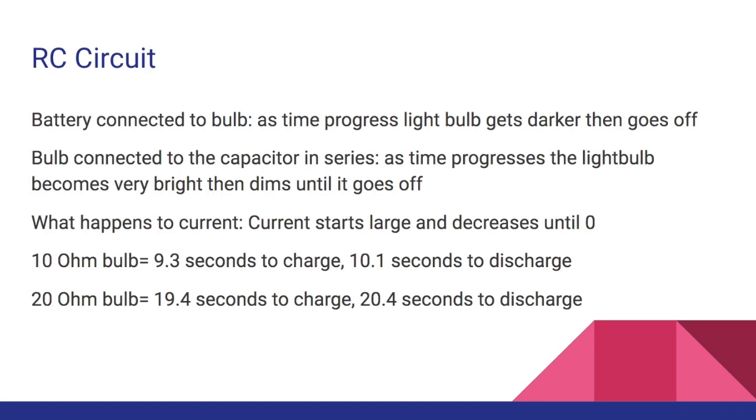Moving on to RC circuits, if a battery is connected to a bulb, as time progresses, the light bulb gets bright and then gets dim until it goes off. If a bulb is connected to a capacitor, as time progresses, the light bulb gets very bright, dims, and then turns off. And what happens to the current in this circuit? The current starts very large and then decreases to 0.